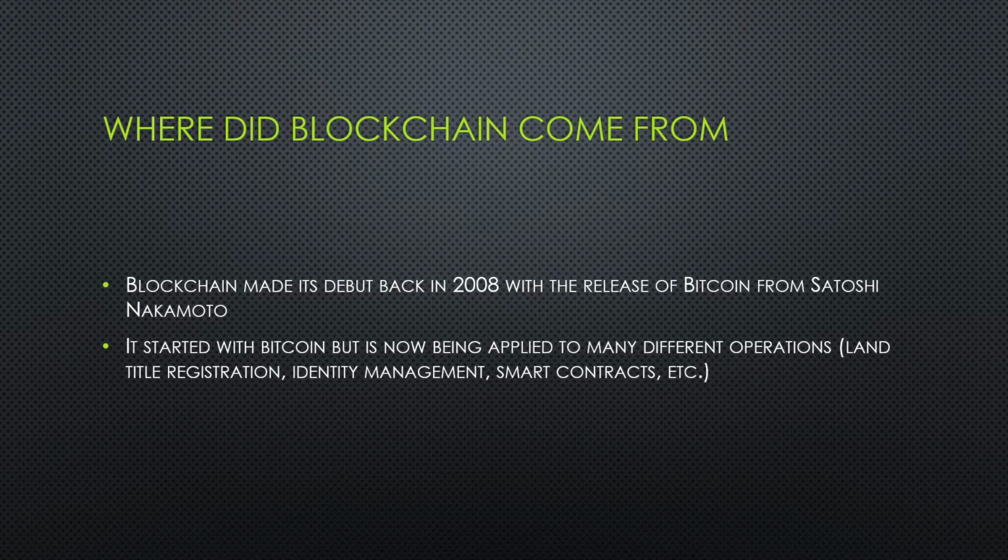Here we go. So where did blockchain come from? Blockchain made its debut back in 2008 with the release of Bitcoin, thanks to Satoshi Nakamoto. It started as Bitcoin and is now today being applied in many different scenarios, from land title registration, identity management, smart contracts, etc. The list goes on and on for where blockchain is being applied.